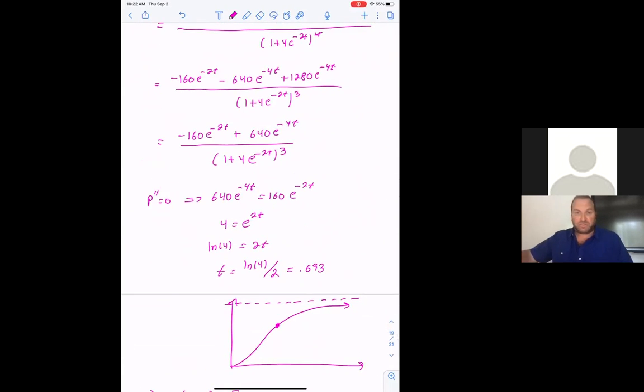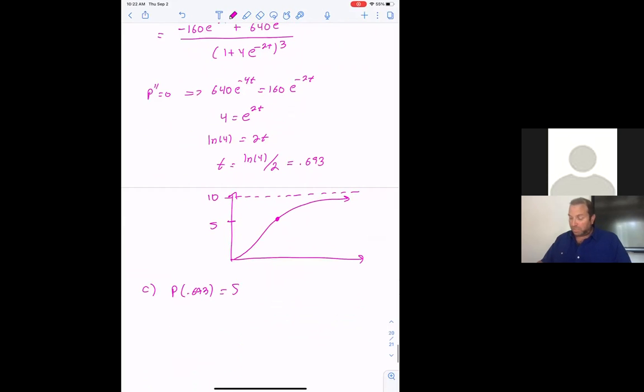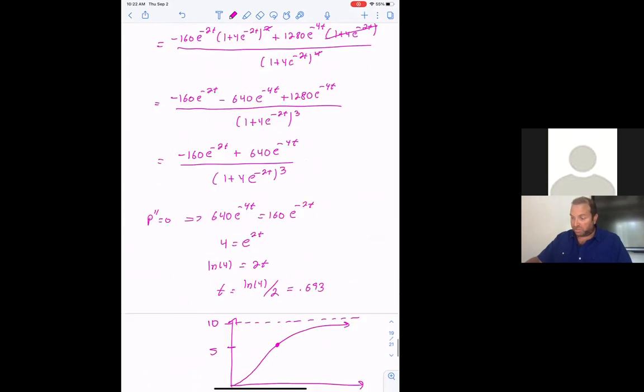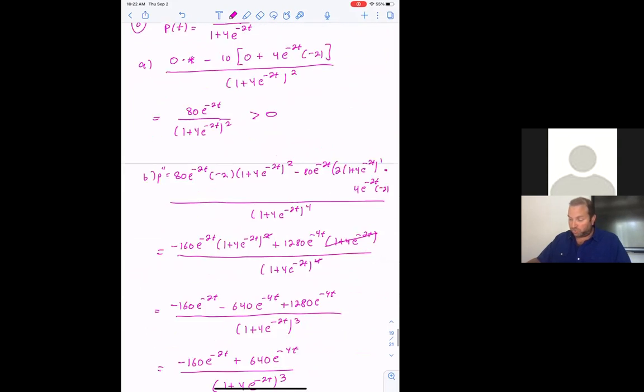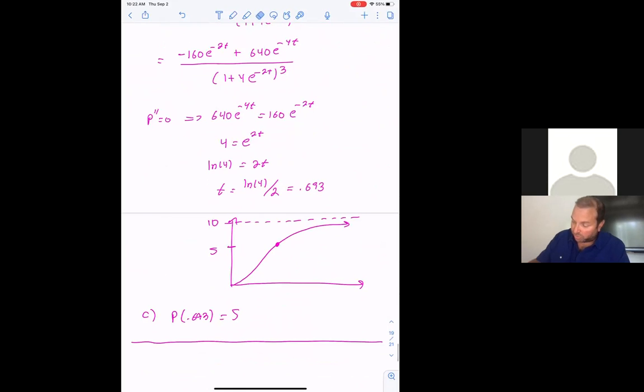Explain the significance of this point in the context. It's the halfway point between the asymptotic maximum and the start, which is when t is equal to 0, which gives 2. So it actually doesn't start at the origin. It starts, because if it started at 0, it would never grow. You have to have some to begin with. But 5, the halfway point for the maximum population, is where it stops growing faster and starts slowing down.